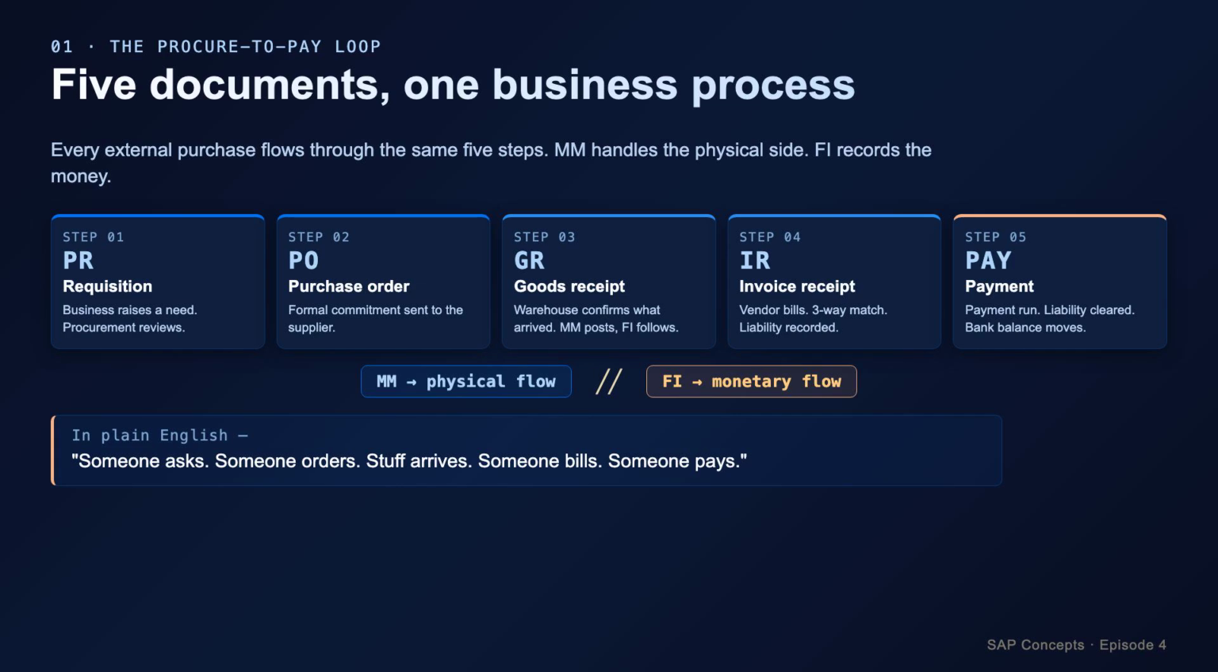A goods receipt confirms what arrived. An invoice receipt records what the vendor is billing. And finally, a payment run moves the money. MM handles the physical side. FI records the financial side. Each event touches both.